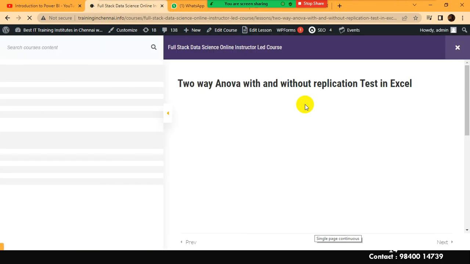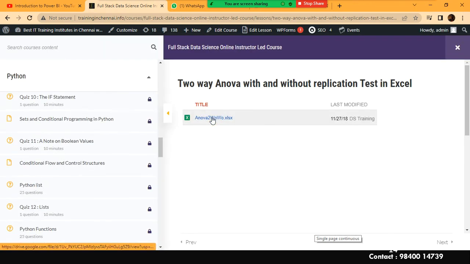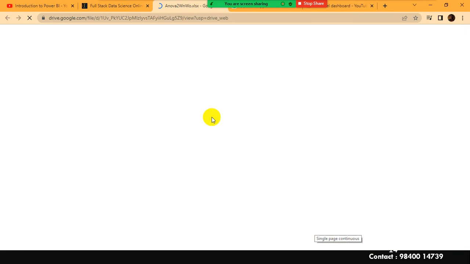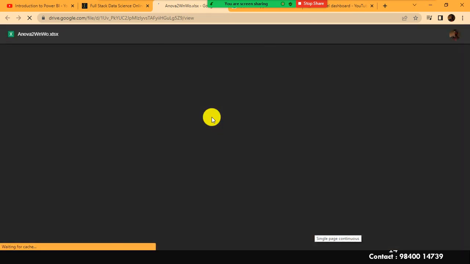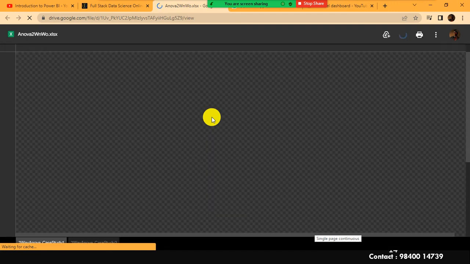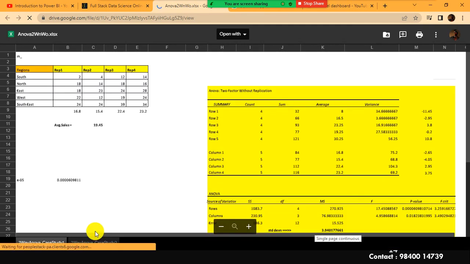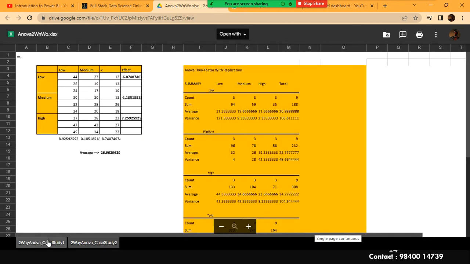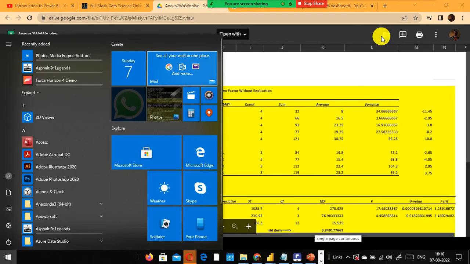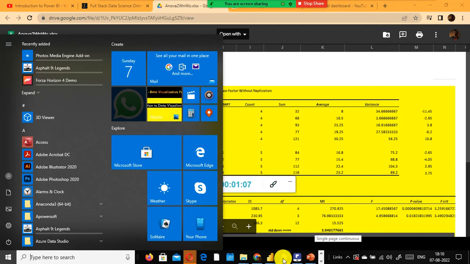Here in this case I'll be using Excel. Our good old Excel sheet is very helpful, especially when you work with tests like two-way ANOVA with and without replication. I just open this Excel sheet. Yes, this is the two-way ANOVA without replication. This is with replication.